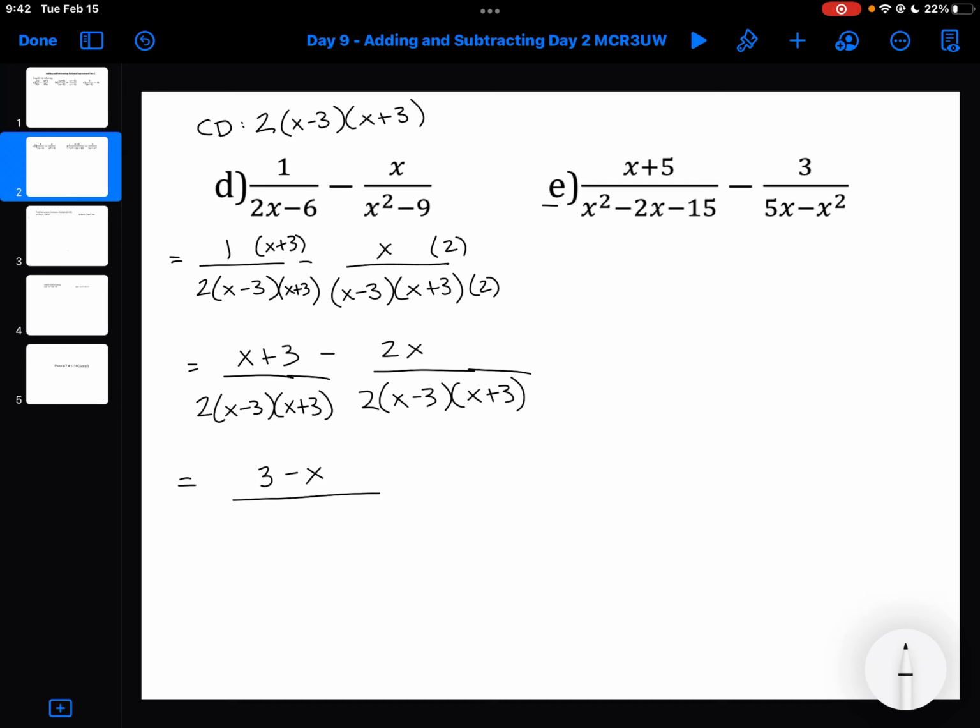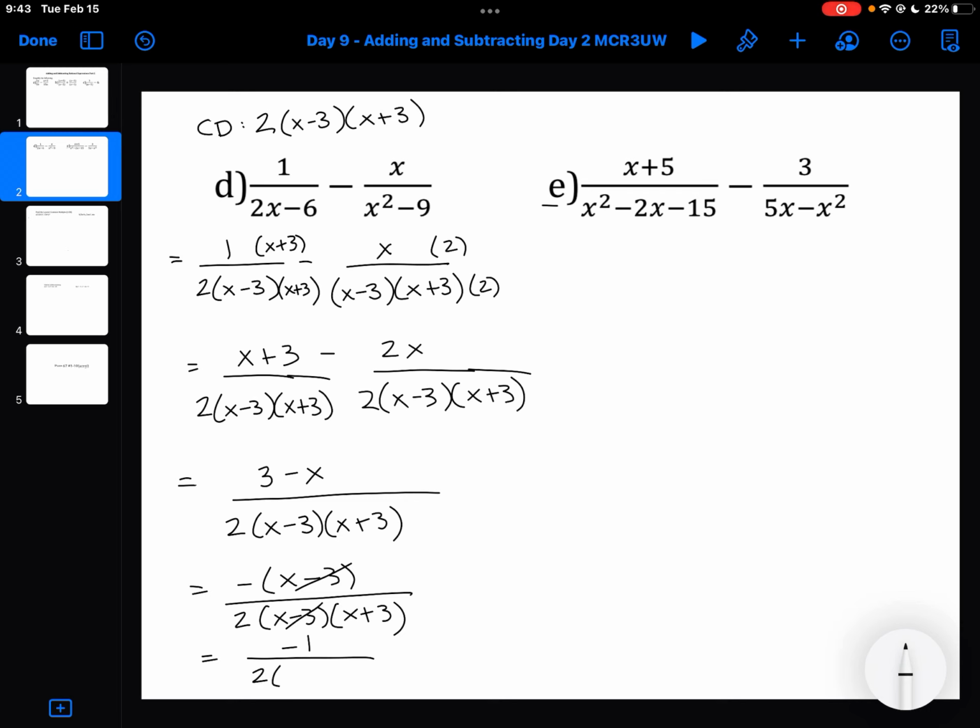So I'm going to get 3 minus x over 2 times x minus 3 times x plus 3. I'm going to do the factoring out a negative trick on the top. So I can change this to x minus 3 on the top, which is going to allow me to cancel out a factor of x minus 3, leaving me with minus 1 over 2 times x plus 3.